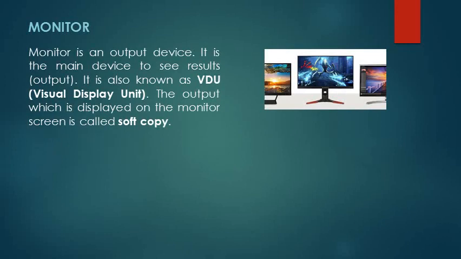Monitor is an output device and it is a compulsory output device. Computer can work without printer and speaker, but it is very difficult to use a computer without a monitor. It is the main device to see results, output. It is also known as VDU. VDU stands for Visual Display Unit. The output a monitor creates on the screen is called soft copy.